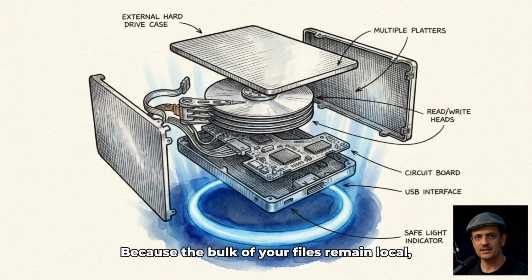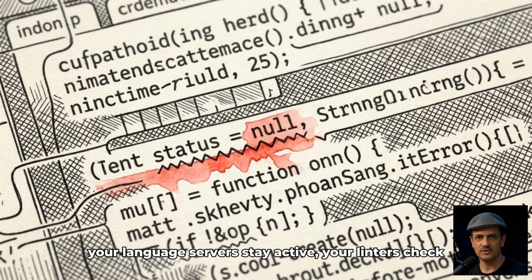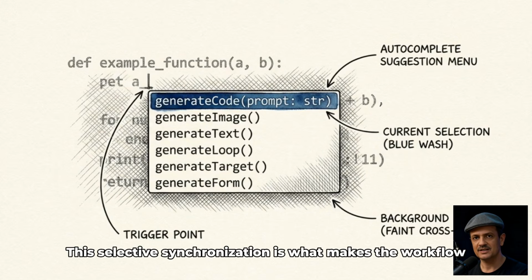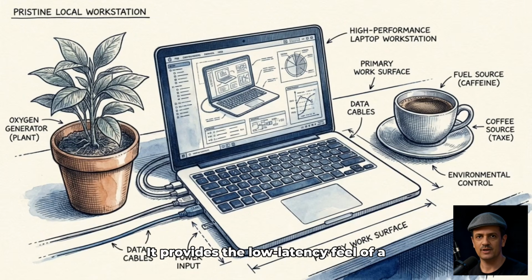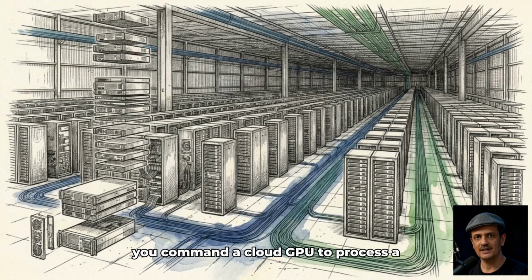remote /content/ directory. Because the bulk of your files remain local, your language servers stay active, your linters check instantly, and auto-completion remains perfectly responsive. This selective synchronization is what makes the workflow viable. It provides the low-latency feel of a local desktop environment, right up until the moment you command a cloud GPU to process a massive dataset.